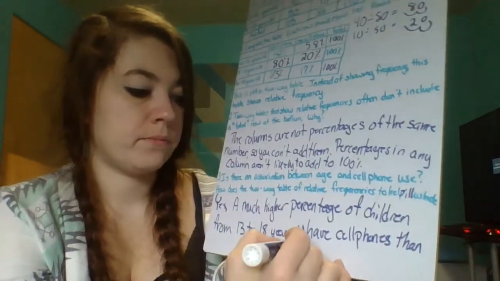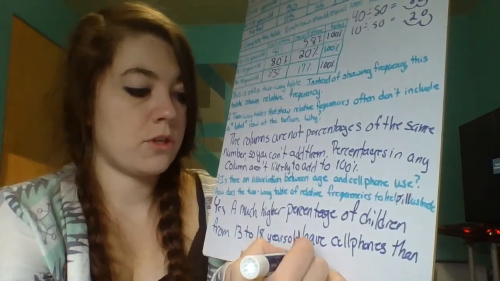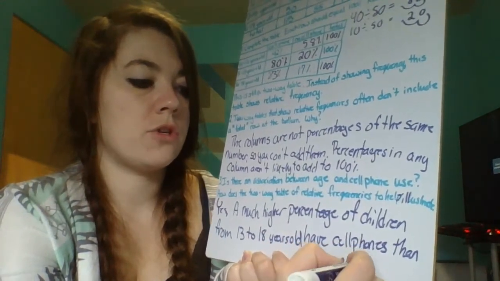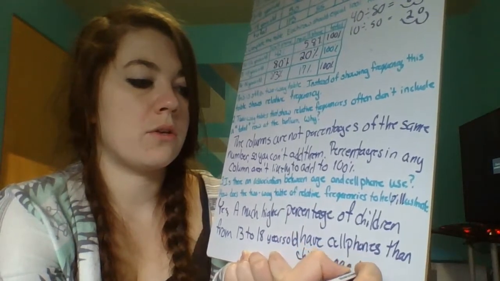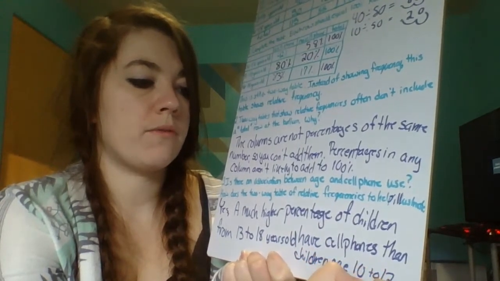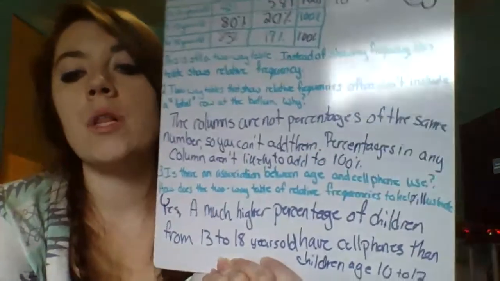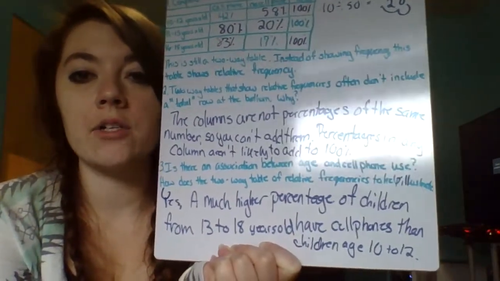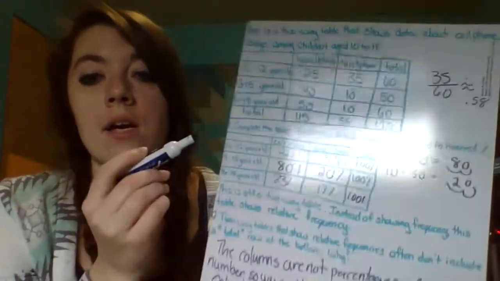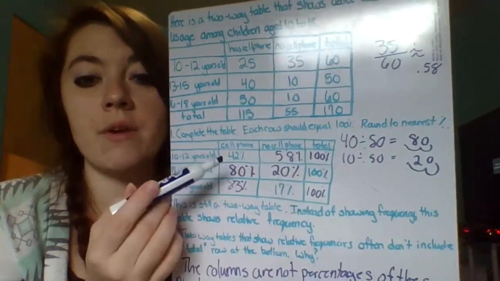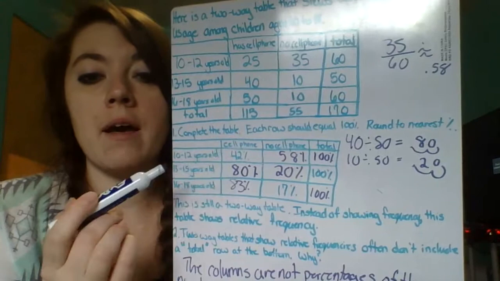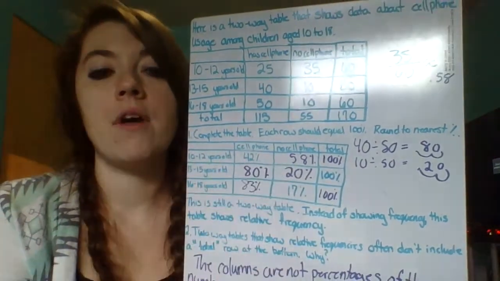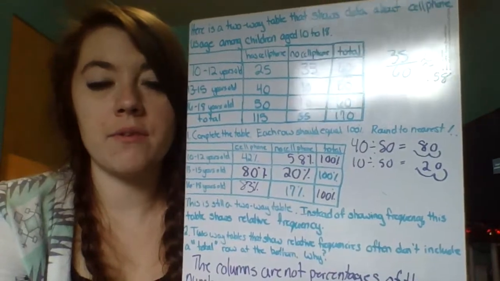than children aged 10 to 12. So it's more likely for an older child to have a cell phone rather than a younger child. Now that doesn't mean that there aren't younger children who have cell phones. Obviously 42% of the 10 to 12-year-olds have cell phones, but that's less than half. Over half of them do not have cell phones.